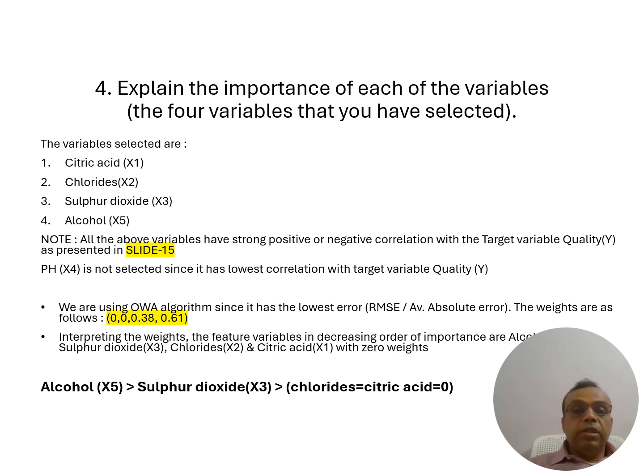So based on these results, the conclusion is that the most important variables, in this case, since we are using ordered weighted average, is alcohol as the highest impact, followed by sulfur dioxide, and followed by chlorides and citric acid, which has a weight of 0. So alcohol and sulfur dioxide is going to play a very important role in determining the quality of wine.